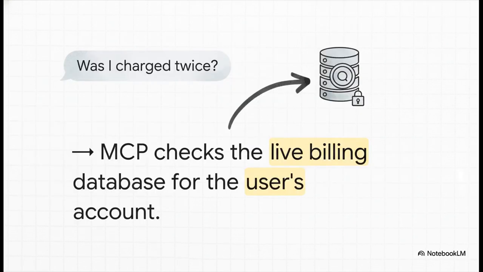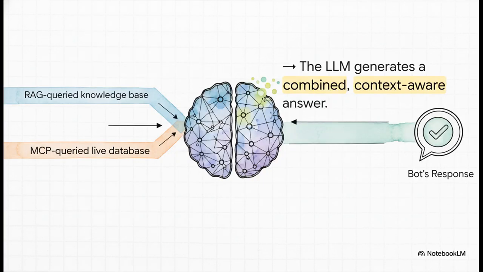But at the same time, to answer that billing question, the system uses MCP to make a secure, real-time call to the live billing database. It checks that specific user's recent transactions. That's the live tool in action, getting up to the second facts. The LLM then gets both pieces of the puzzle, the general knowledge from RAG and the specific live data from MCP. It puts them together and synthesizes the single, perfectly tailored response that's both super helpful and 100% accurate.